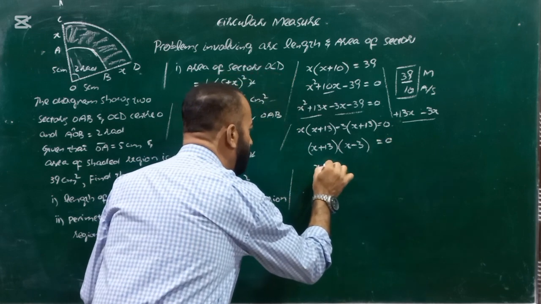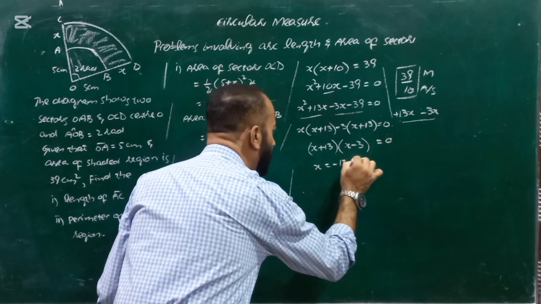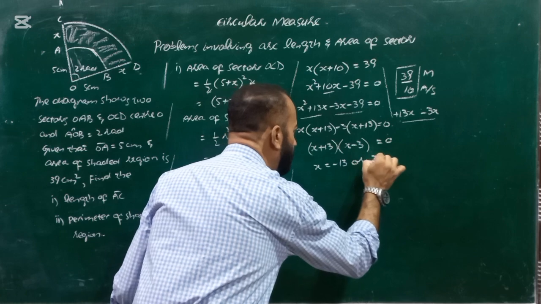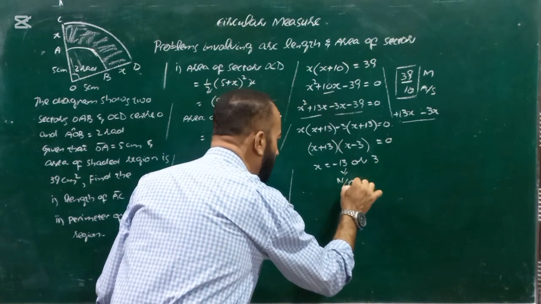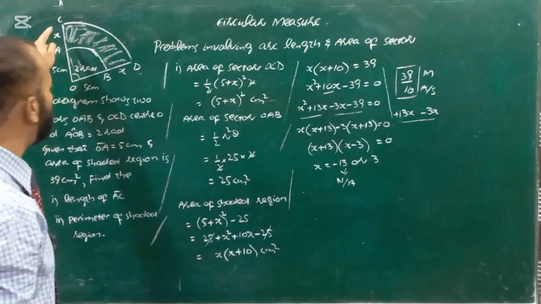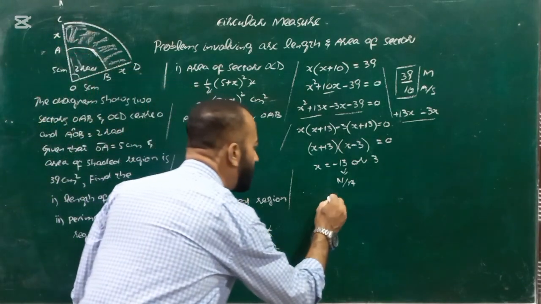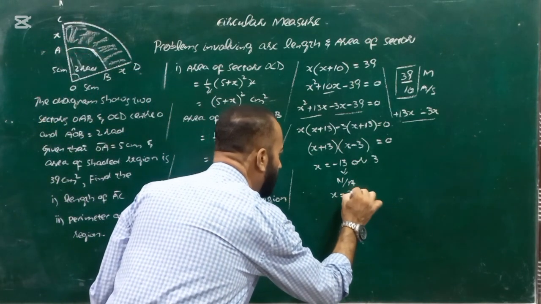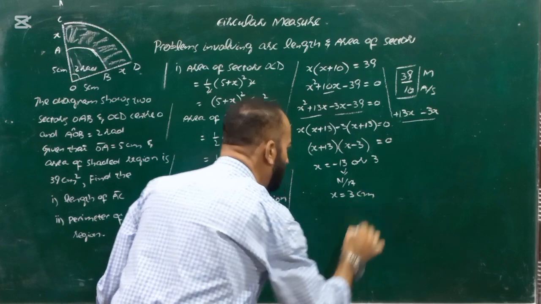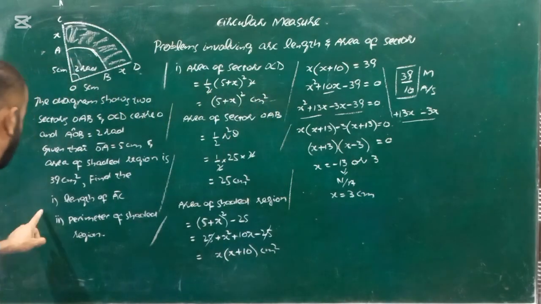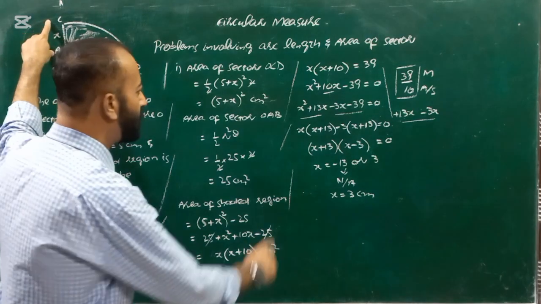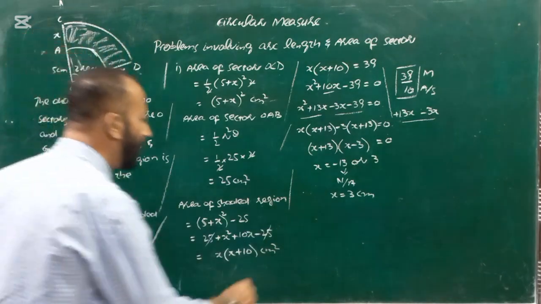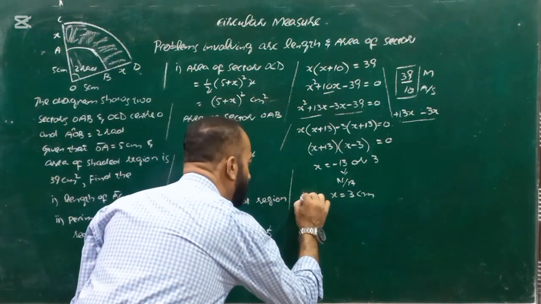From here x will be equal to minus 13 or plus 3. This will be not applicable because length cannot be negative. So x is equal to 3 centimeter. The first part was length of AC. So AC we have let x, so it means first part is done. This is equal to AC.